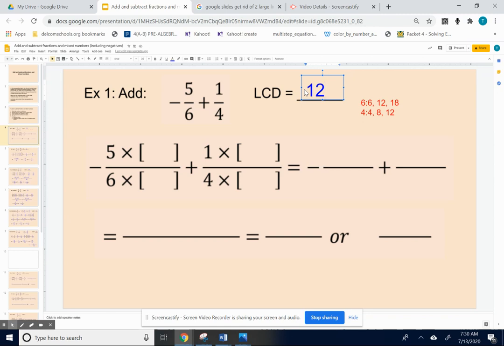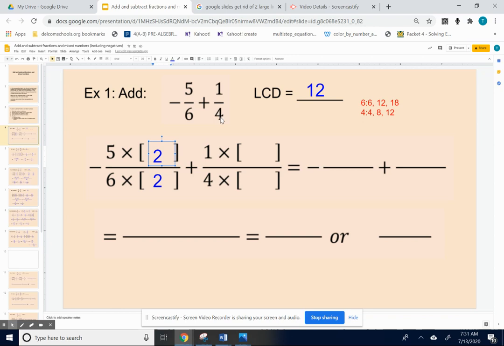Now think about how to get to the 12 with your denominators of 6 and 4. So what do you need to multiply 6 by to get 12? That would be 2. But if you multiply the bottom of that first fraction by 2, you better multiply the top by 2. You got to do it to the numerator and the denominator.